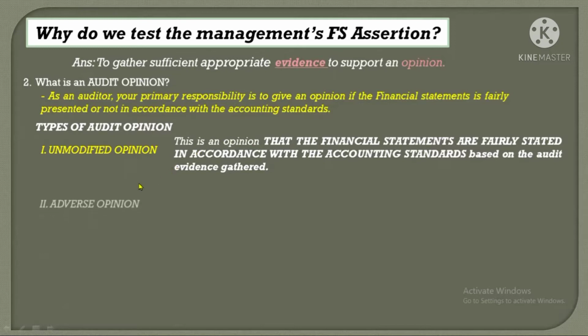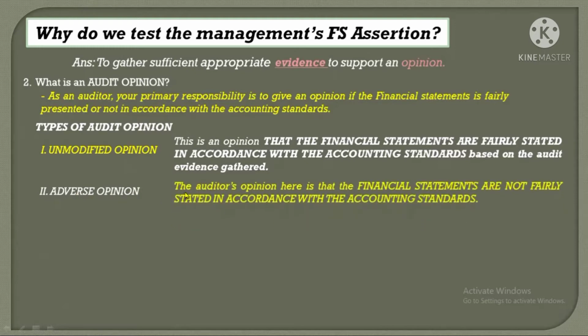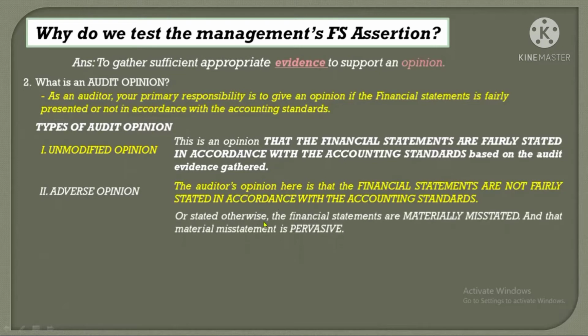And we have number two, which is the opposite of the unmodified opinion. That is what we call the adverse opinion. The auditor's opinion here is that the financial statements are not fairly stated in accordance with the accounting standards. For example, there might be a recording of a certain transaction which violates the accounting standards. It can also be said that an adverse opinion is an opinion of the auditor stating that the financial statements are materially misstated, and that particular misstatement is also pervasive.